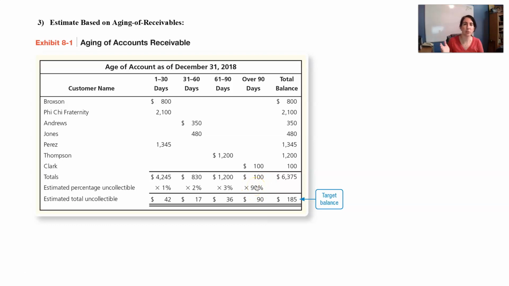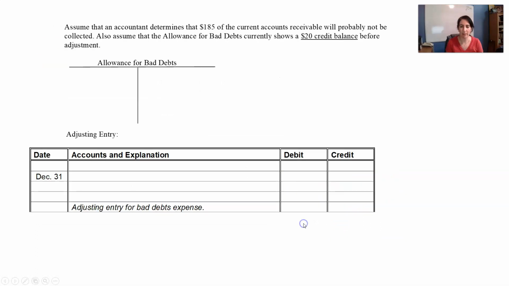How you come up with those percentages is just your experience as the accountant over time. There's no rules on that. You just have to be consistent. So we multiply these down and come up with a total. That $185, when you add them all across, is going to be your target balance. Remember, with these you had to take into account what the current balance is in the account before you come up to the 185. The 185 is the number I want my allowance for bad debts to be.